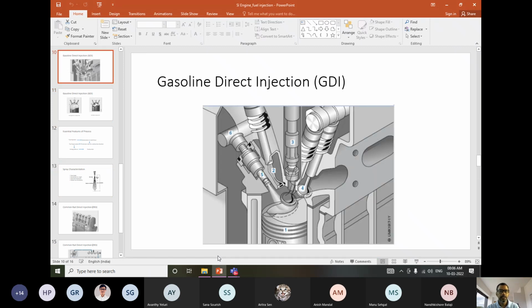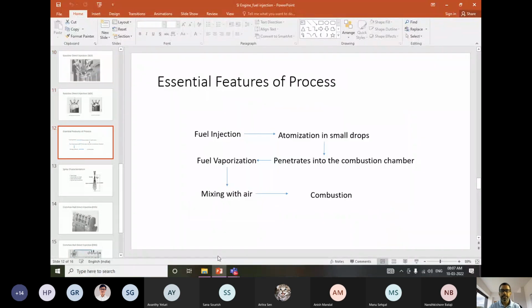So in the last class, we discussed gasoline direct injection, GDI, in which we discussed very briefly what gasoline direct injection is, why we need GDI technology, and what the merits and limitations of GDI are. Very briefly, we have discussed it. That's fine. And then we started on the CI engine fuel injection system.